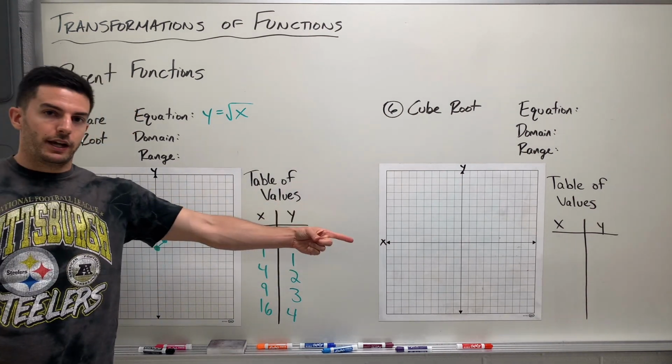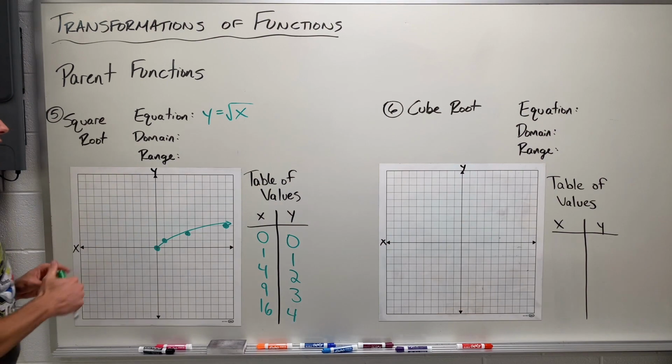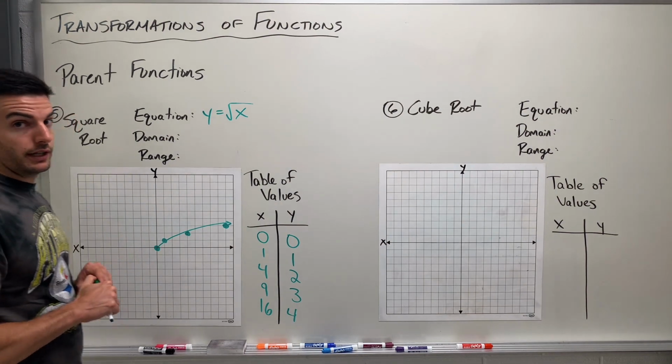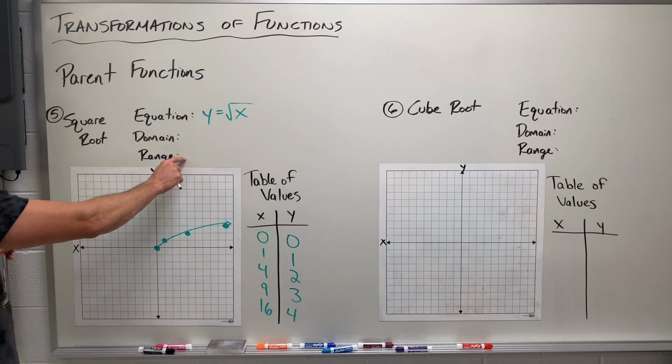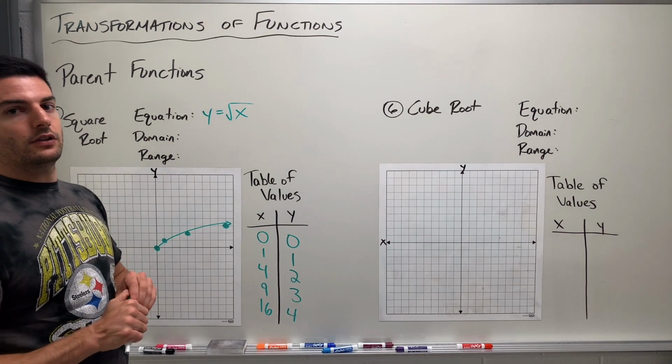It's just shooting out to the side here. So that is what the graph of a square root looks like, okay? Different than the other ones. But then thinking about the domain and range here too, this is going to be different, okay?